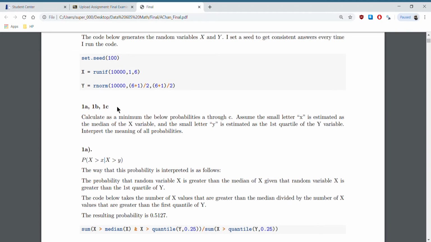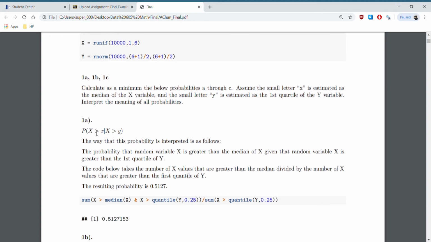So parts 1 A, B, and C are to calculate as a minimum the below probabilities A through C. Assume the small letter x is estimated as the median of x and the small letter y is the first quartile of y. Interpret the meaning of the probability. So the first one we have here, probability that x is greater than the median and that it is also greater than the first quartile for y.